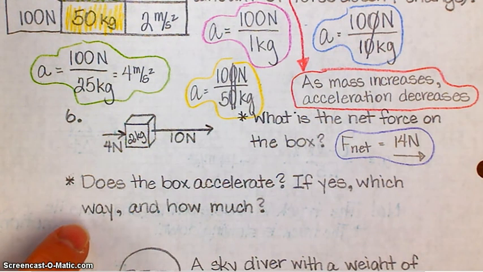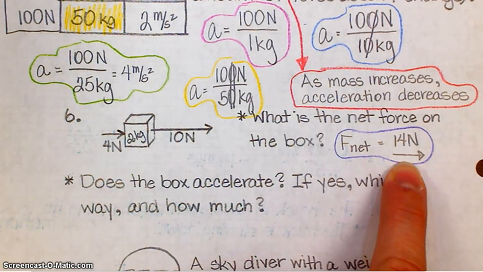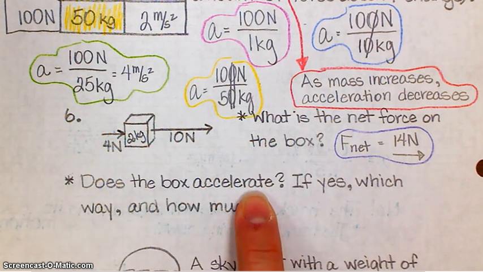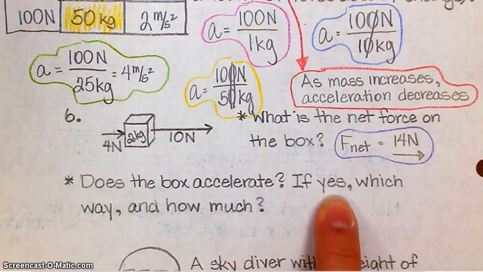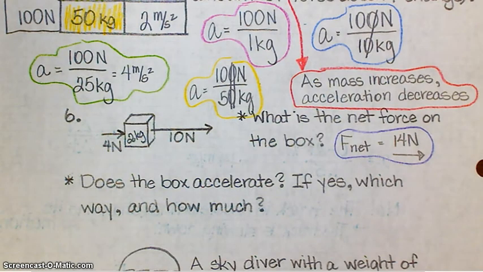Okay, next one, does the box accelerate? Well, the box is going to accelerate anytime there is an unbalanced force acting on it, meaning the box is going to accelerate anytime there is a net force on it that is not equal to 0. So do we have a net force that's not equal to 0? Yes, we do, because the net force is 14. So does the box accelerate? Yes. If yes, which way? Well, the box is always going to accelerate in the direction of the net force. The net force is to the right, so the acceleration will be oriented to the right. And how much the box accelerates is going to be dependent on not only the net force, but also on the mass.